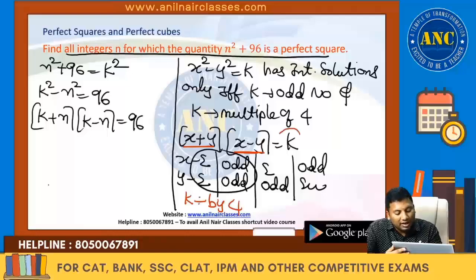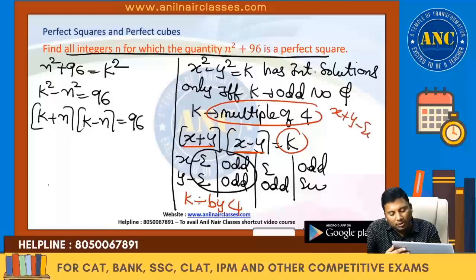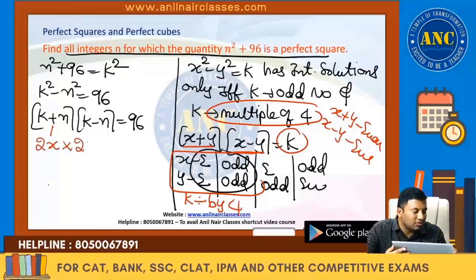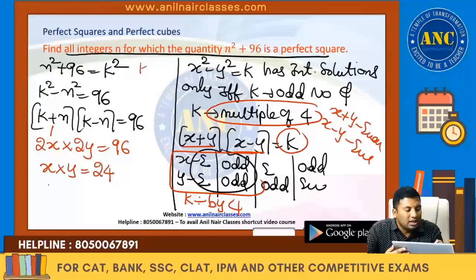That means if the right hand side is a multiple of 4, what is the conclusion? X plus y should be an even number, x minus y should be an even number. If you take these two cases, even plus even, even; even minus even, even; odd plus odd even; odd minus odd even. If x plus y is an even number, so these 2x, x minus y an even number, 2y equivalent to 96. X into y is nothing but 24. Can I say k plus n is greater than k minus n? Sum of two natural numbers is always greater than their difference.